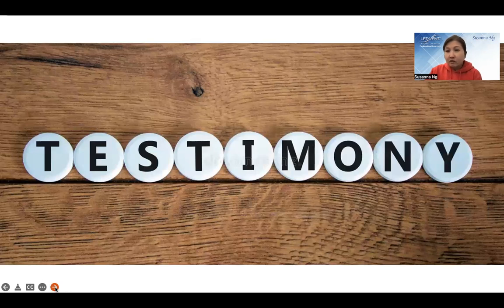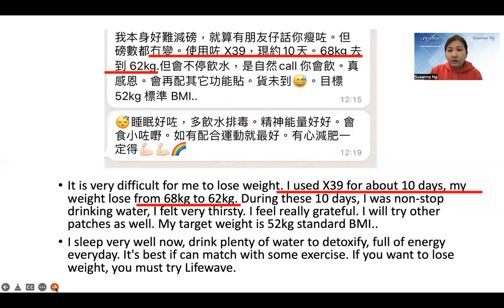So here I have some testimonials I want to share with you. This is one of my friends in Hong Kong. He was using only X39 for just 10 days. His weight went from 68 kg down to 62 kg. And he keeps needing to drink water, because in the first week of using X39 the body is stimulated and you will find that your detoxification is very quick and you will feel very thirsty. That is a good thing. So that's why he said the target is to lose more weight.